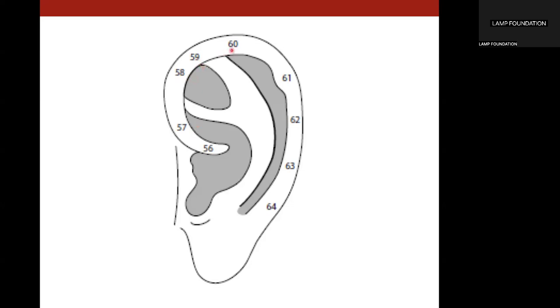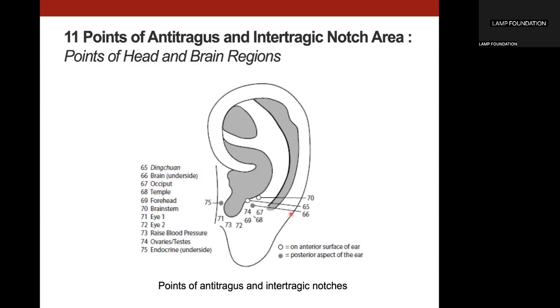Ear apex, apex of the helix of the ear. You can find this by gently folding the helix, sometimes called the urchion. 61 to 64 are helices 1 to 4. Next, we talk about the points. Let's locate the points of the antitragus and the intertragic notch area.